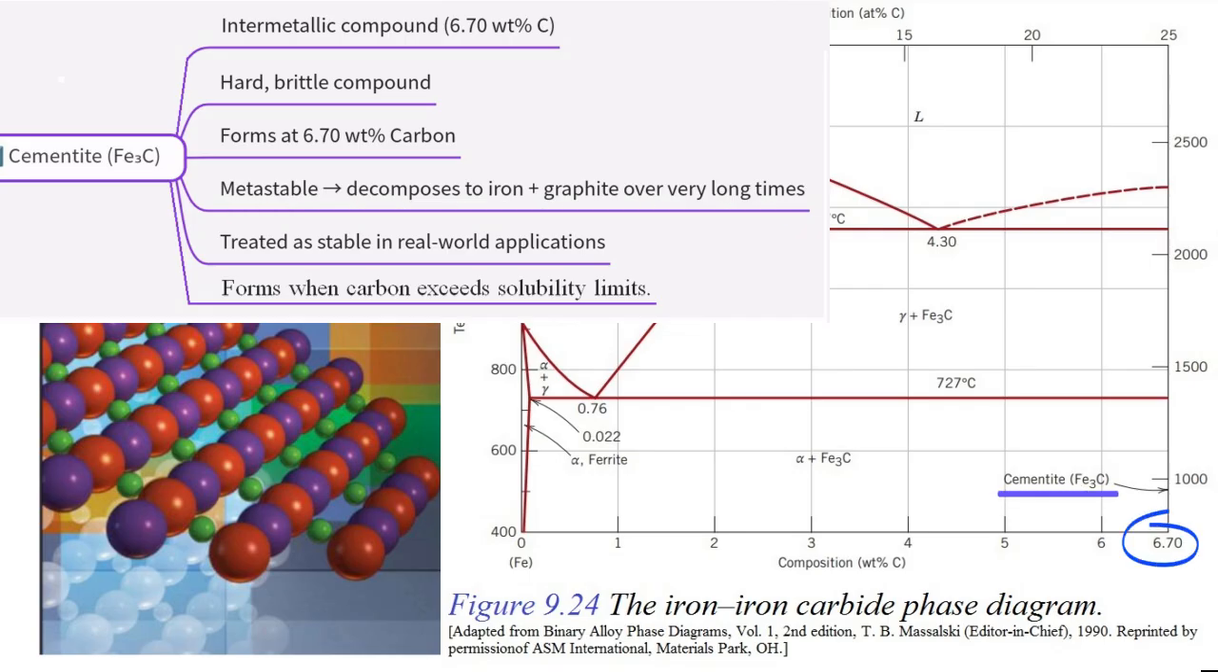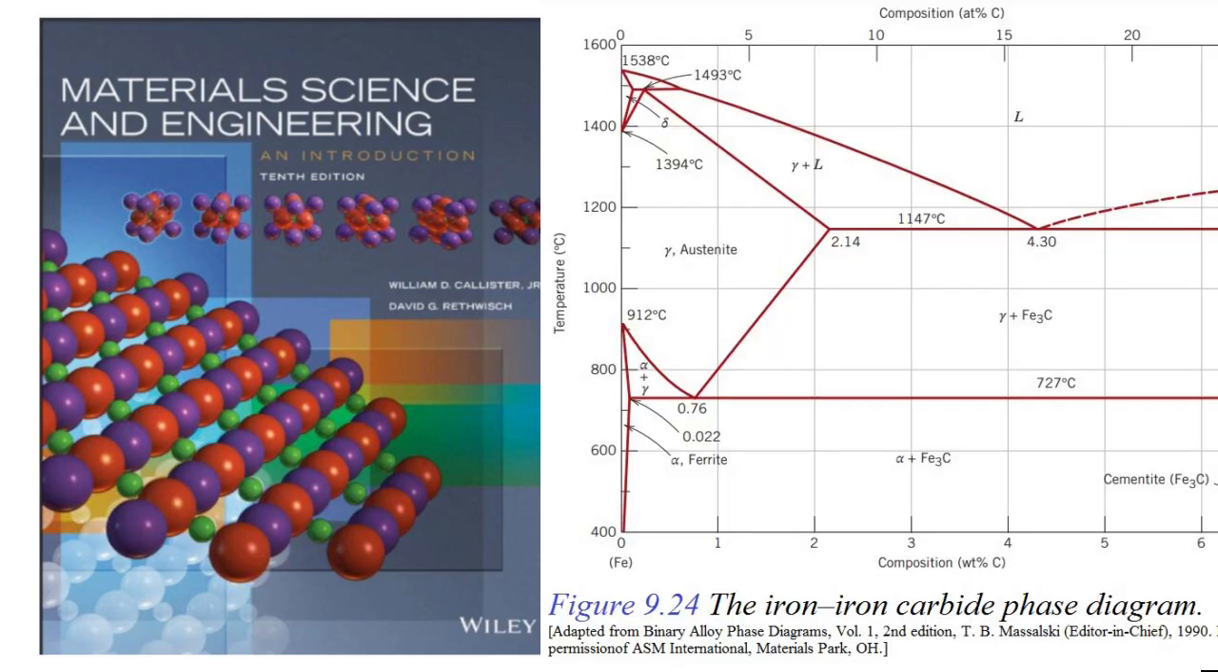But, and this is the key point, at typical room temperatures and for basically all practical engineering timescales, this decomposition is incredibly slow. So slow it just doesn't happen. So we can ignore it for most purposes. Exactly. We treat cementite as if it were stable. That's why the Fe-Fe3C diagram is perfectly valid and useful for analyzing steels and cast irons in almost all real-world applications. Right. And looking back at figure 9.24, you can clearly see those regions labeled with phase combinations.